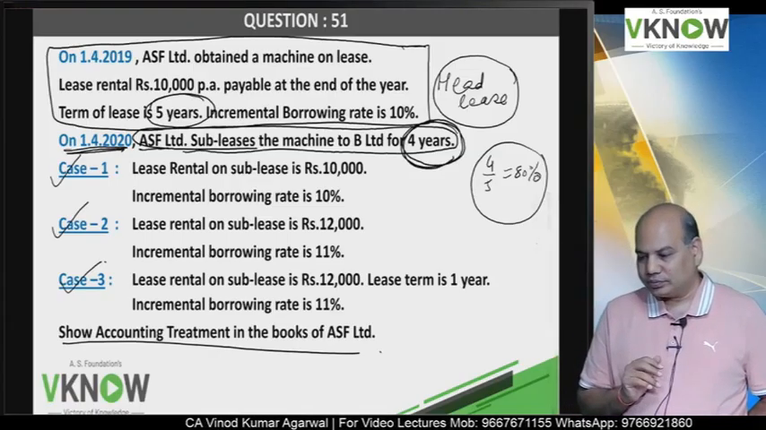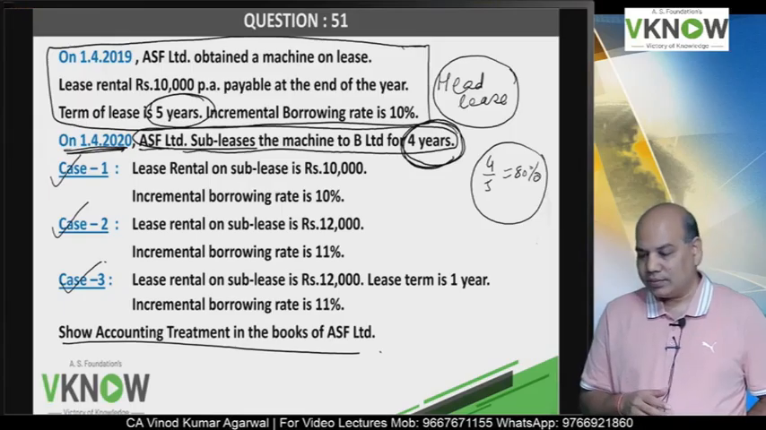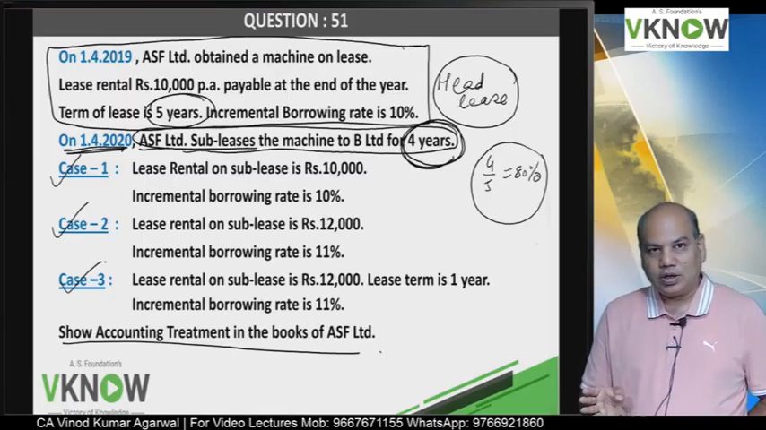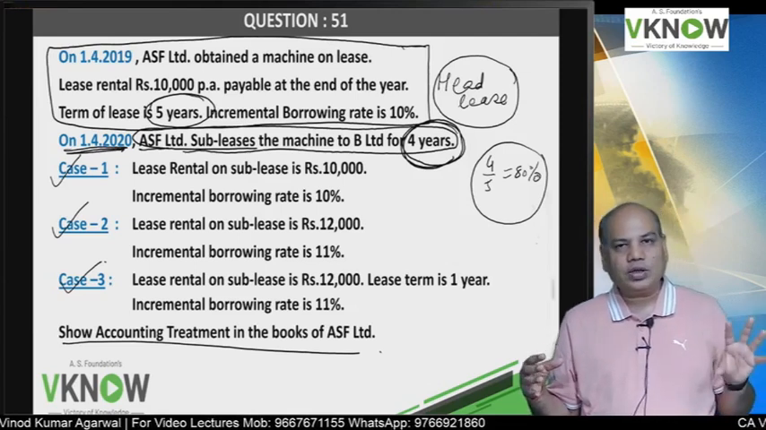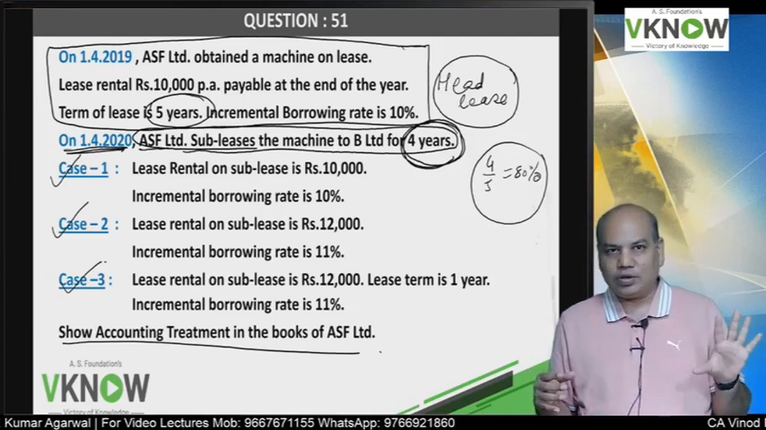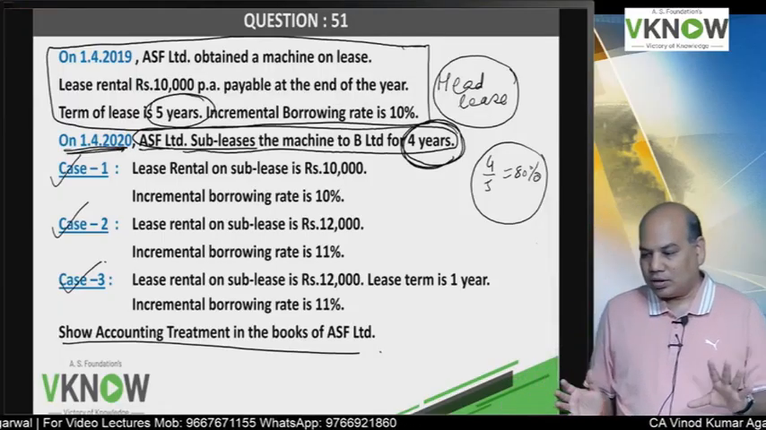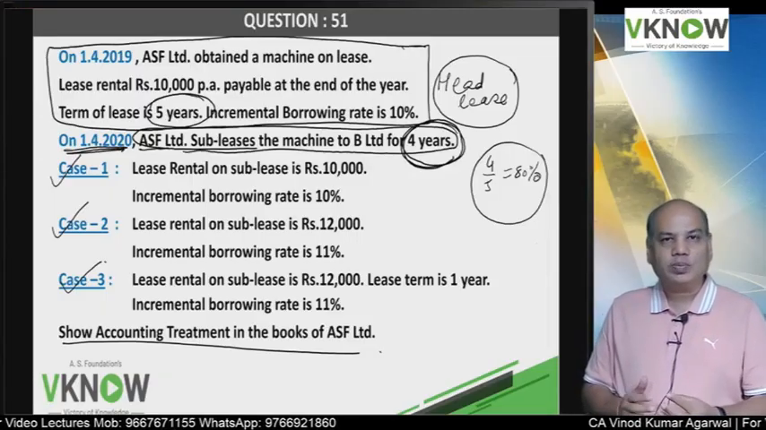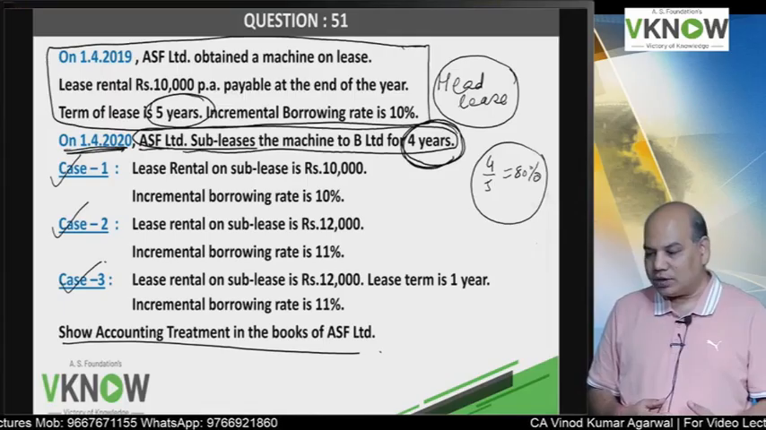Third is lease rental on sublease is rupees 12,000. Lease term is 1 year. 1 year versus 5 years. I have to take the total period. Total period in head lease is 5 years, total period in sublease is 1 year. Which means I cannot say it is a substantially same period, because 1 by 5 means only 20%. Incremental borrowing rate is 11%.